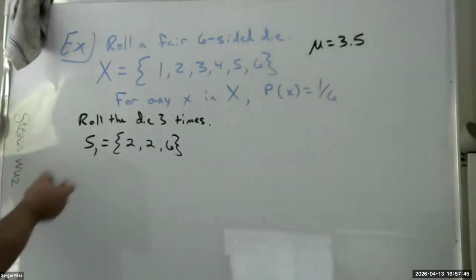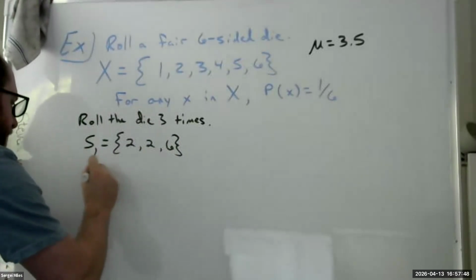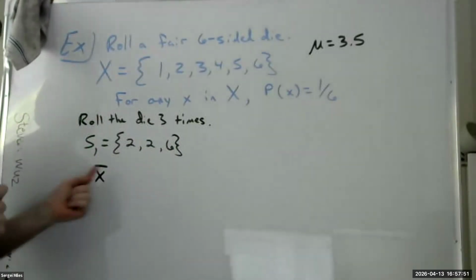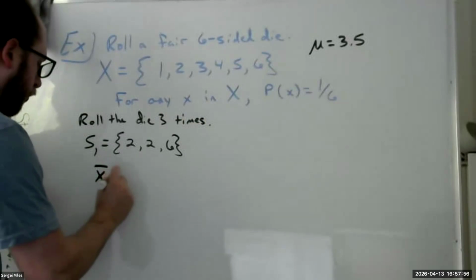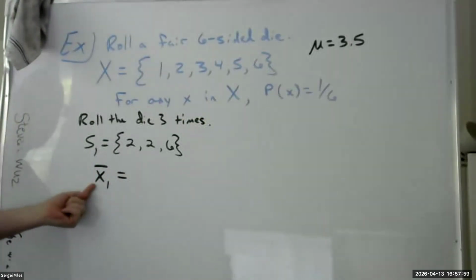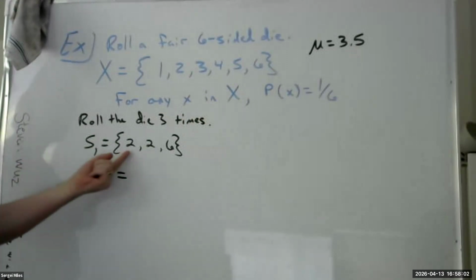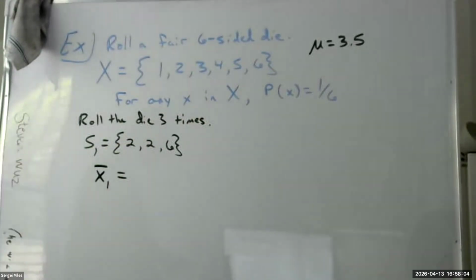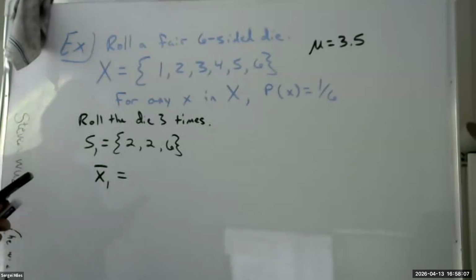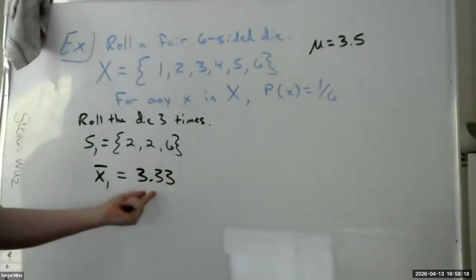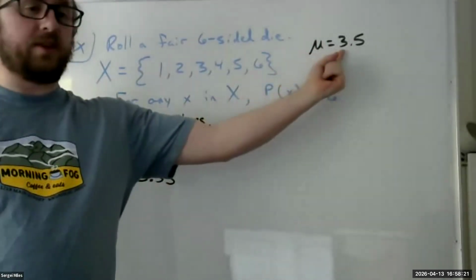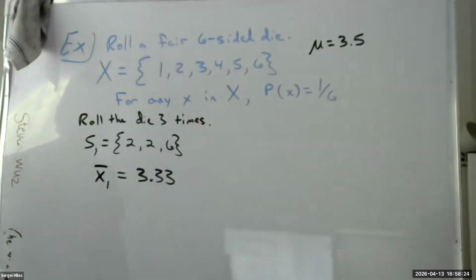Okay. Now, if I try to find an average here, this is a sample average. So I'm using x bar instead of the Greek letter mu. I'm going to use subscript 1 here to indicate this is the sample average from sample 1. Well, add it all up, divided by 3: 2 plus 2 plus 6 divided by 3 is 3.33. Which, at the end of the day, is not too far off from what the average is supposed to be, so it's not bad.